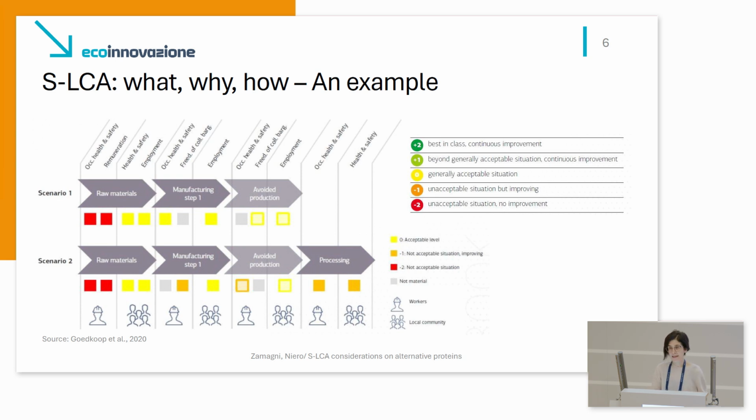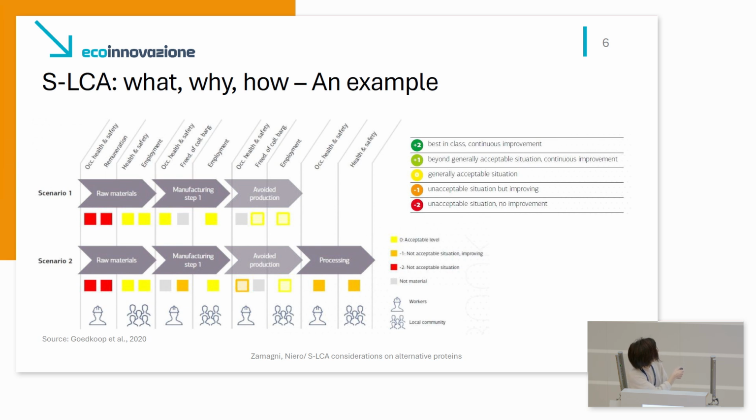Here, I just provided an example of one of the possible ways in which social LCA results can be displayed and delivered. This is one out of many, so don't take this as a reference approach. But just to say that you see that there are two rows with arrows in which we have the life cycle, two life cycles. This is, in this case, a comparison between two different types of systems.